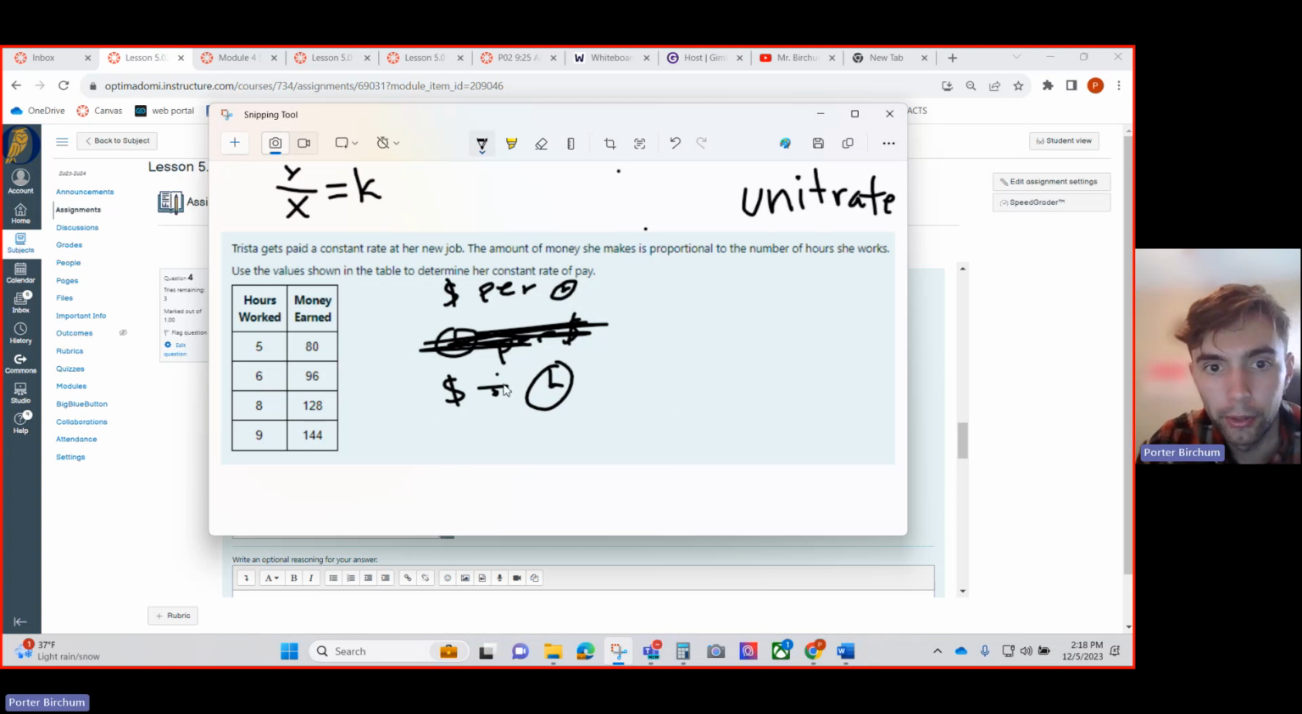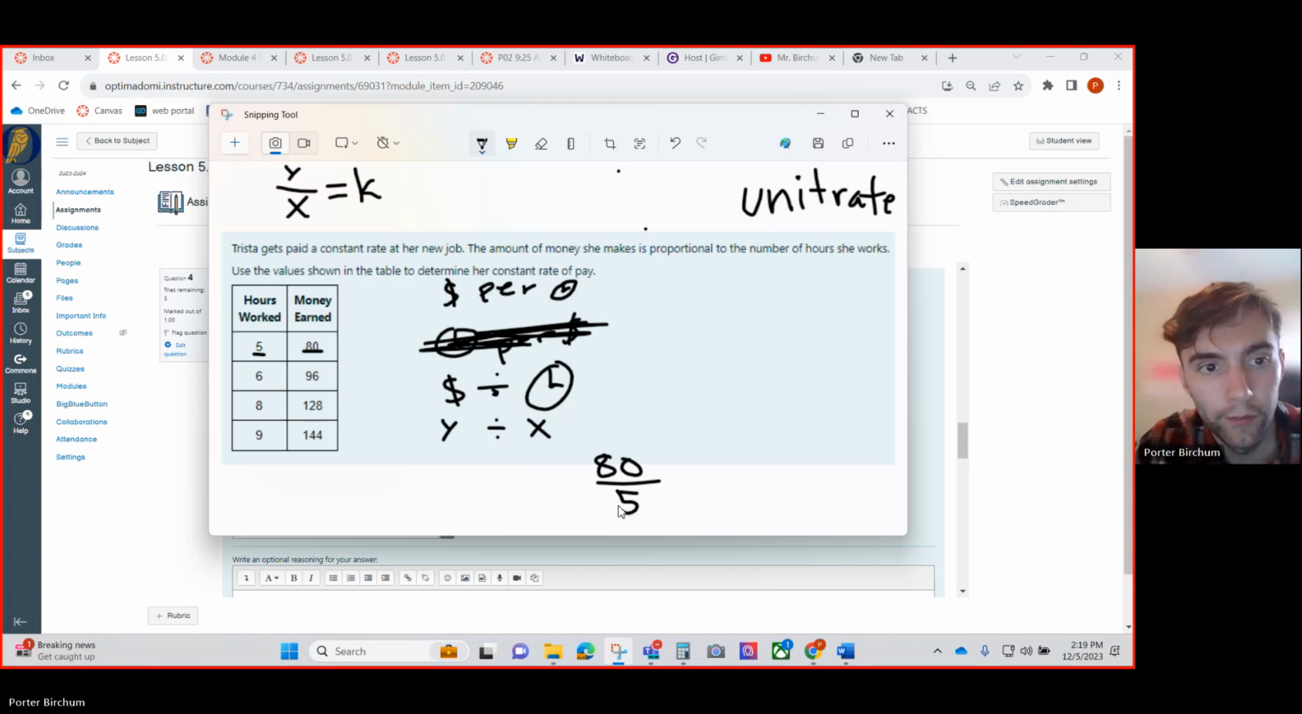So if dollars per hour tells us the unit rate, dollars divided by hours would also tell us what the constant of proportionality is. Dollars is our y value. Hours is our x value. So money divided by hours, 80 divided by 5.